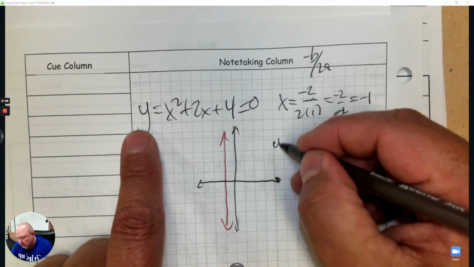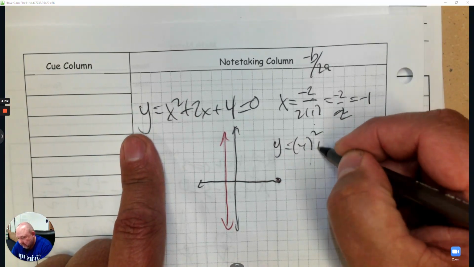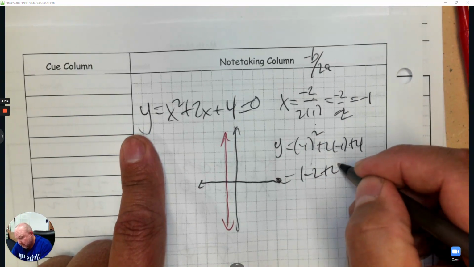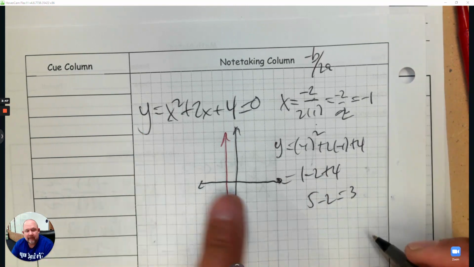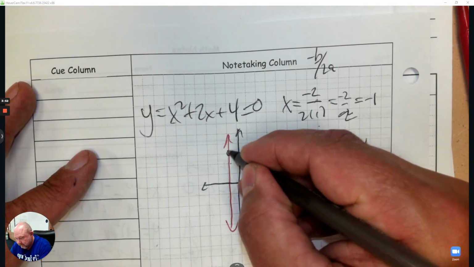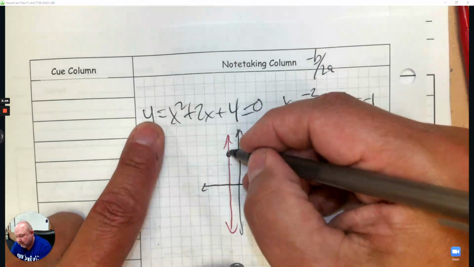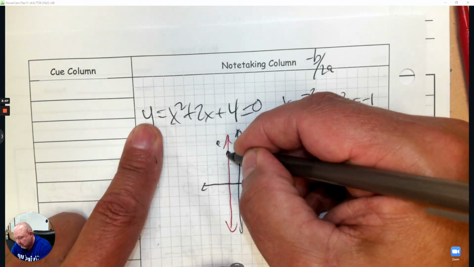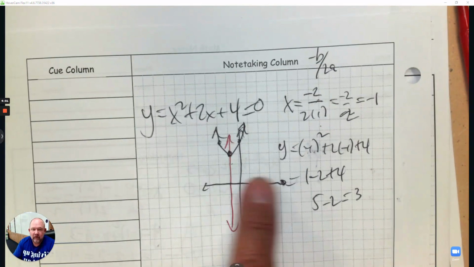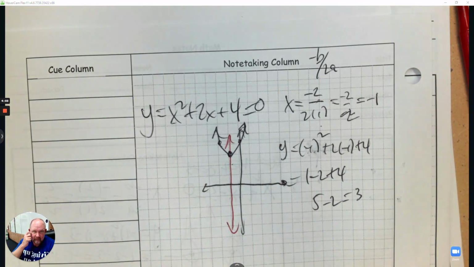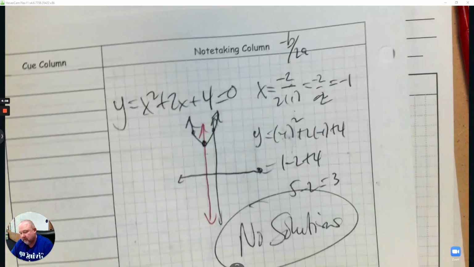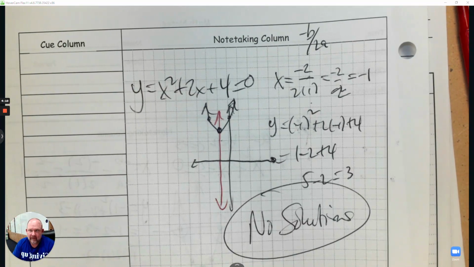Then I take negative 1 and I plug it in to see what the y value is of the vertex. So if I solve it, I get positive 3. And again, it's positive 1 for a, so it means it goes up 1 and to the right 1. And so when I look at this graph, there are no solutions because it never crosses the x-axis. So this answer is no solutions because it doesn't cross the x-axis.